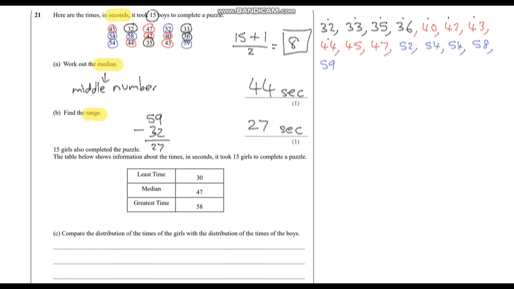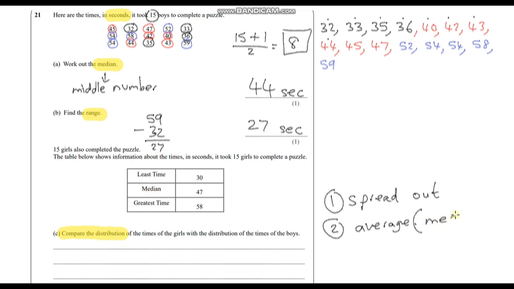So part C, it says compare the distribution of times of the girls with the distribution of times of the boys. So whenever you're asked to compare the distribution, they're always looking for two things. They're looking for the spread of data, so how spread out the data is. And the second thing they're looking for is the average. In this case, the only average we've got for the girls is the median.